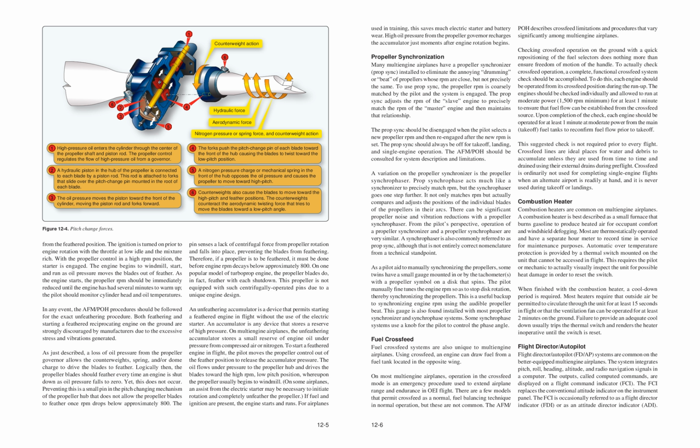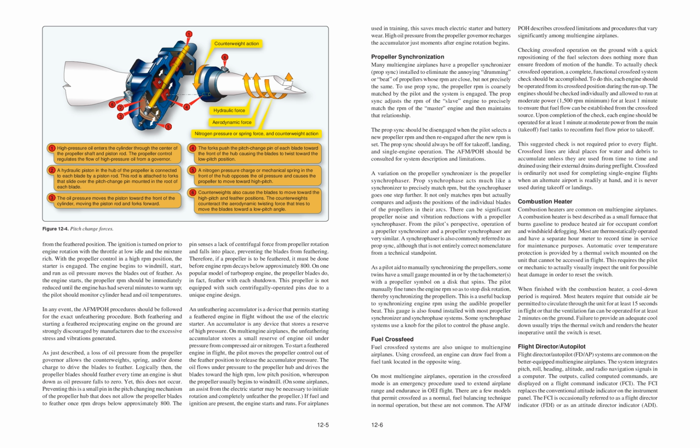A variation on the propeller synchronizer is the propeller synchrophaser. Prop synchrophase acts much like a synchronizer to precisely match RPM, but the synchrophaser goes one step further. It not only matches RPM but actually compares and adjusts the positions of the individual blades of the propellers in their arcs. There can be significant propeller noise and vibration reductions with a propeller synchrophaser. From the pilot's perspective, operation of a propeller synchronizer and a propeller synchrophaser are very similar. A synchrophaser is also commonly referred to as prop sync, although that is not entirely correct nomenclature from a technical standpoint.